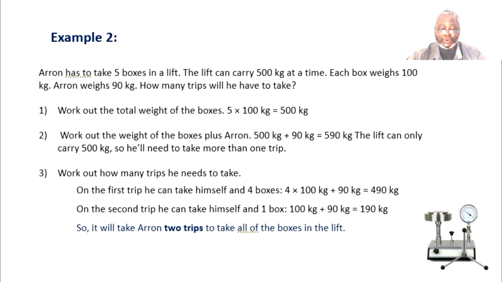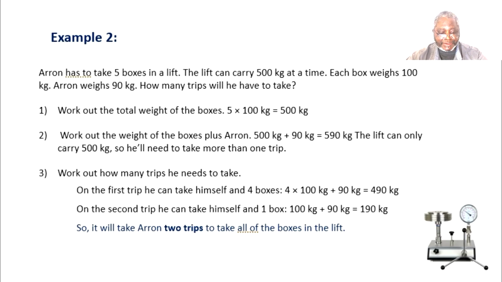Now, when you're looking at a situation like this, you do not just take into account the weight of the goods. You have to take into account the weight of the person carrying the goods as well, because somebody's got to go with the goods to load and unload the lift. So work out the total weight of the boxes. 5 times 100 is 500 kilograms. That's straightforward. Work out the weight of the boxes plus Aaron's 90 kilograms, which is equal to 590 kilograms.